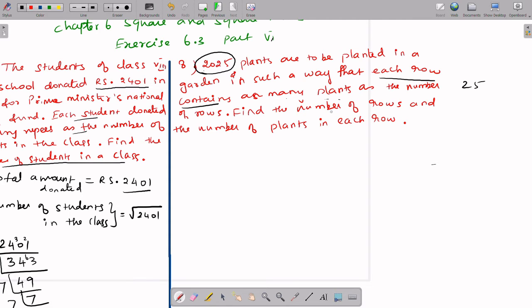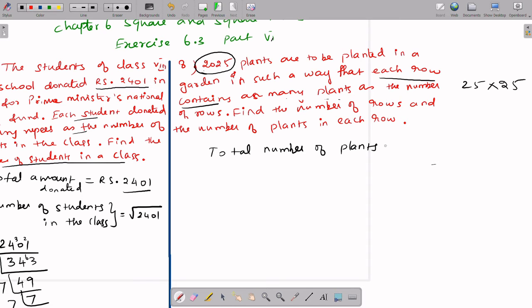Suppose you have 25 rows, you have to plant 25 plants. That is the meaning. And 50 rows, you have to go for 50 plants. That is the meaning. So we have to find out a square root for this. So what is the total number of plants? How many plants are there? Total number of plants is equal to 2025.